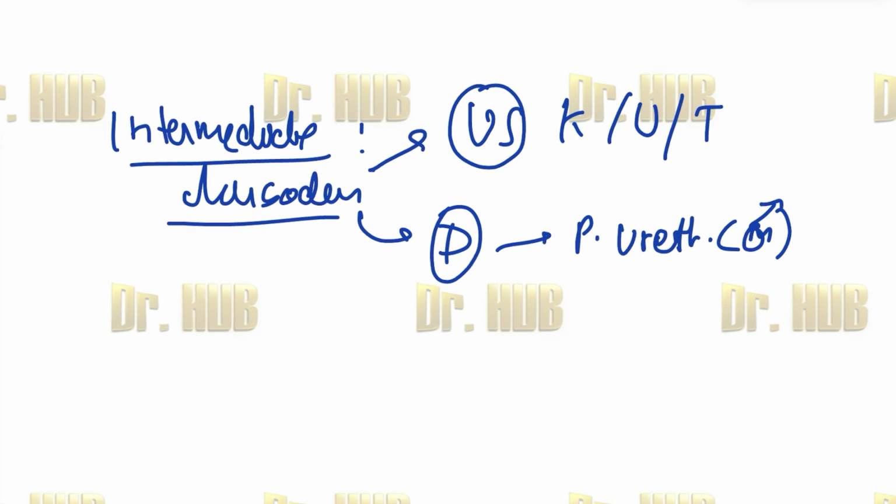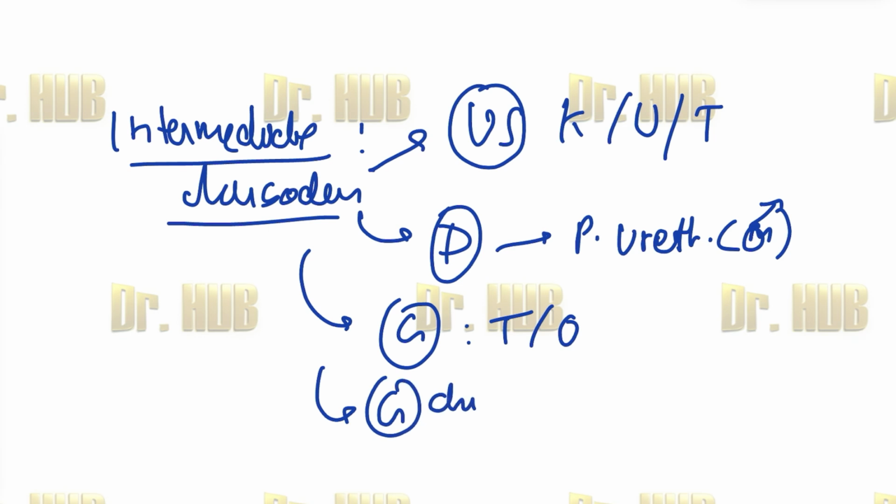Then we also talk about the gonads. The gonads include the testes and the ovaries, as well as the genital ducts, and the adrenal cortex.